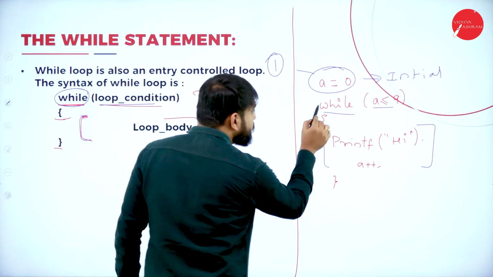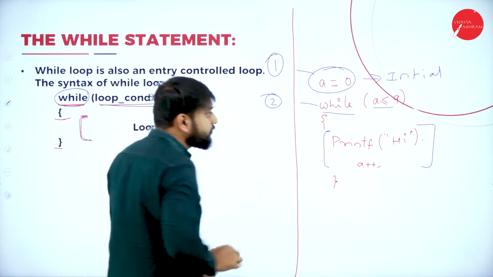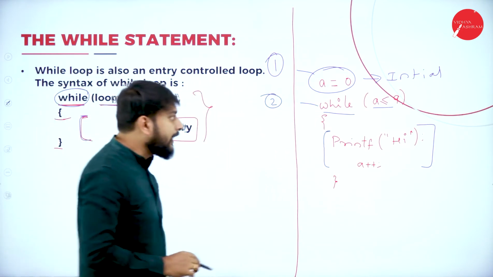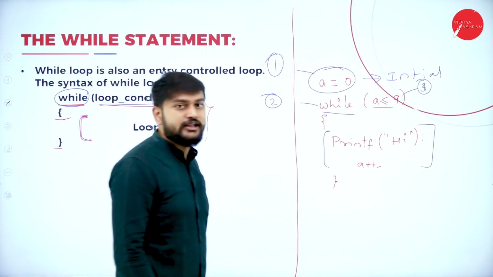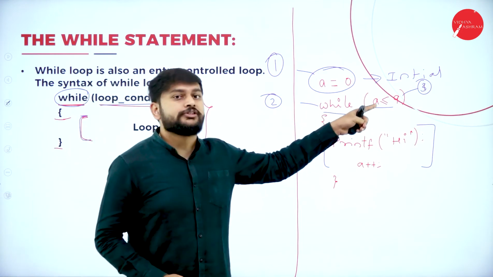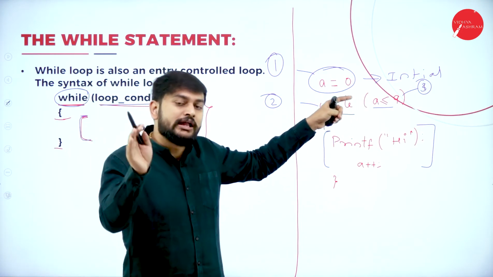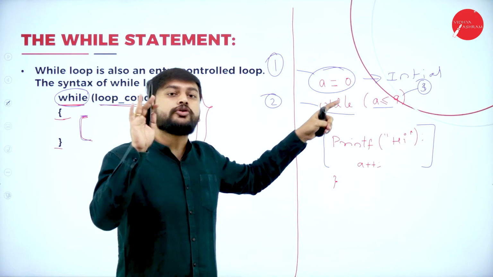This is part 2. Writing the keyword for the while loop is part 2. Part 3 is a condition. So what is the condition that I have? a should be less than or equal to 9.